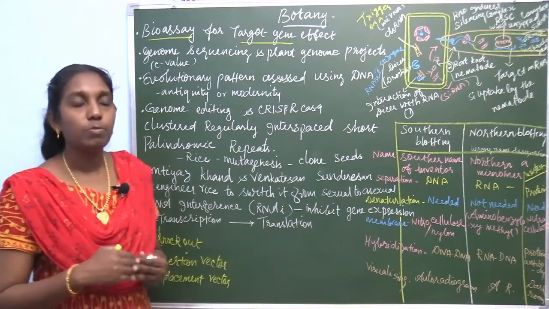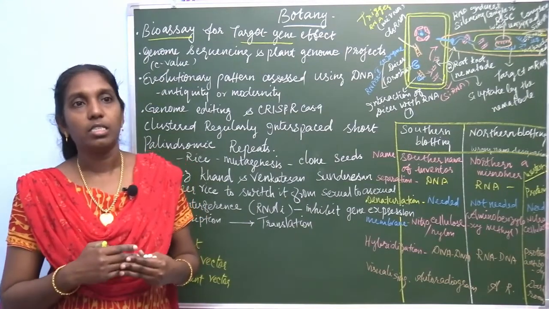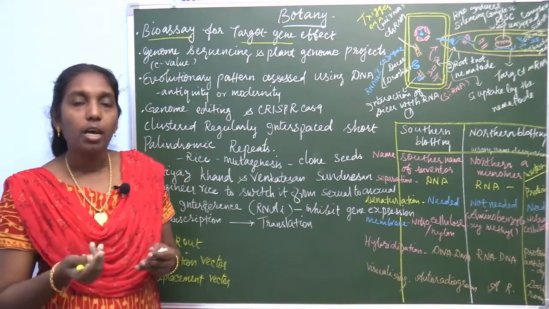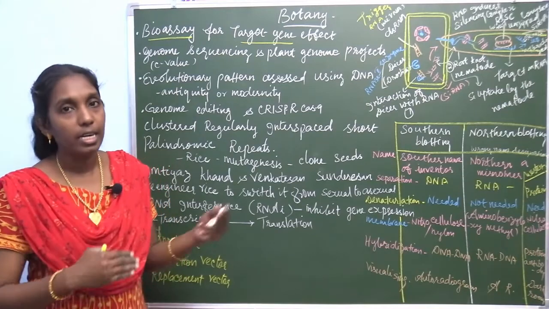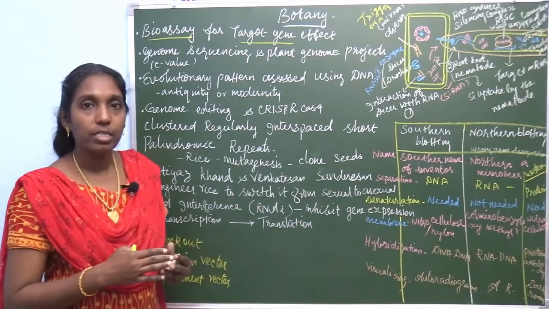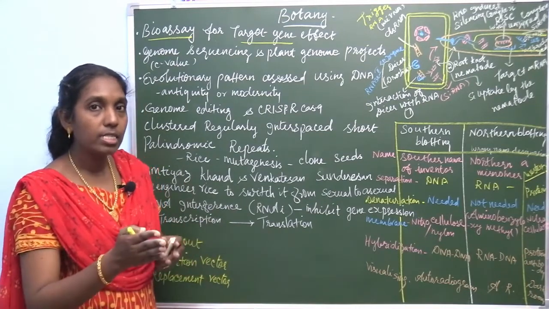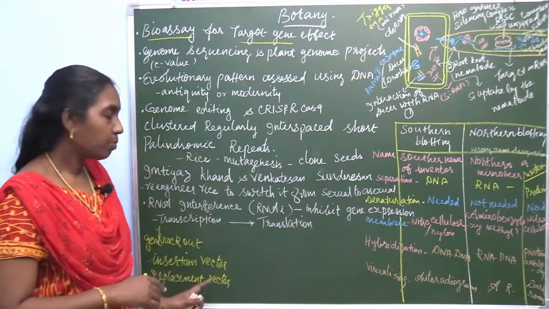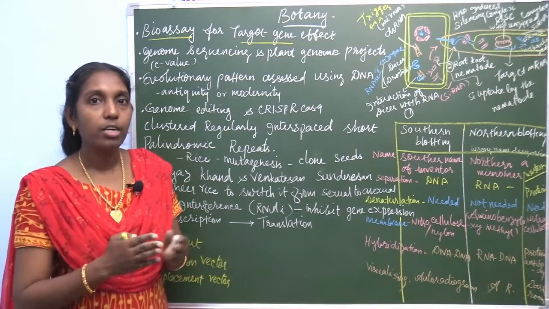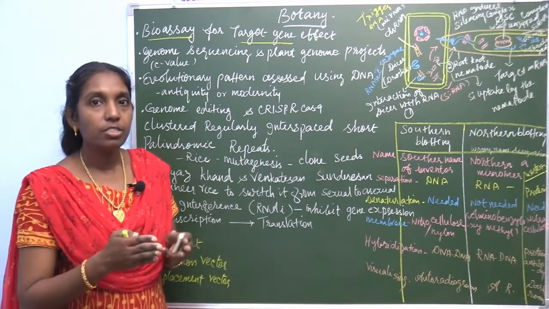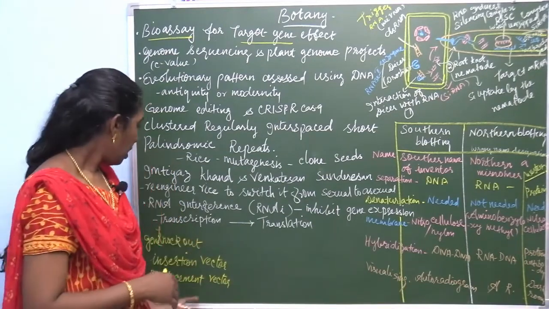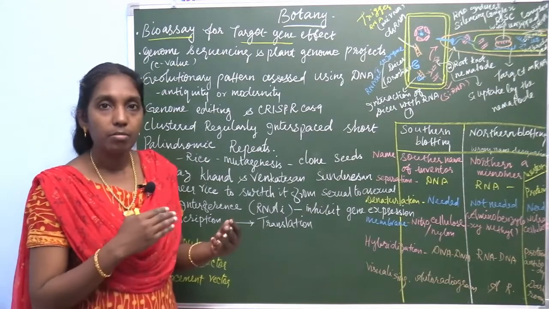While the replacement vectors have homology regions and are collinear. Before transfection, it is linear. During transfection, this insertion vector at first is circular, during insertion it becomes linear. But this replacement vector before transfection, what's meant by transfection? Introduction into the nucleic acid, insertion of nucleic acid. So, before transfection, this replacement vector is linear.